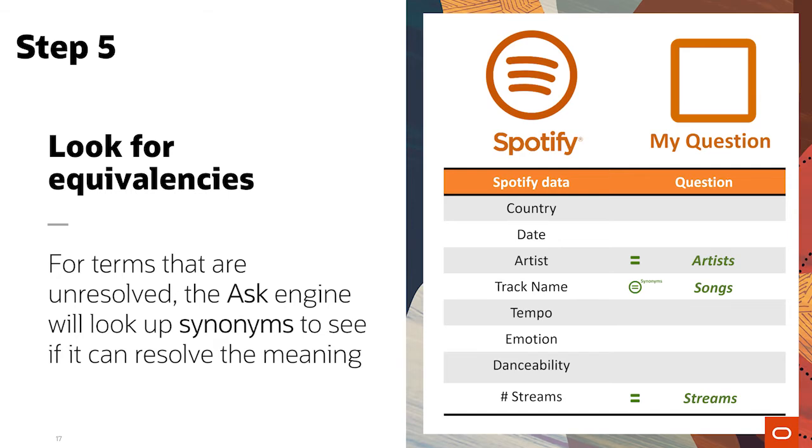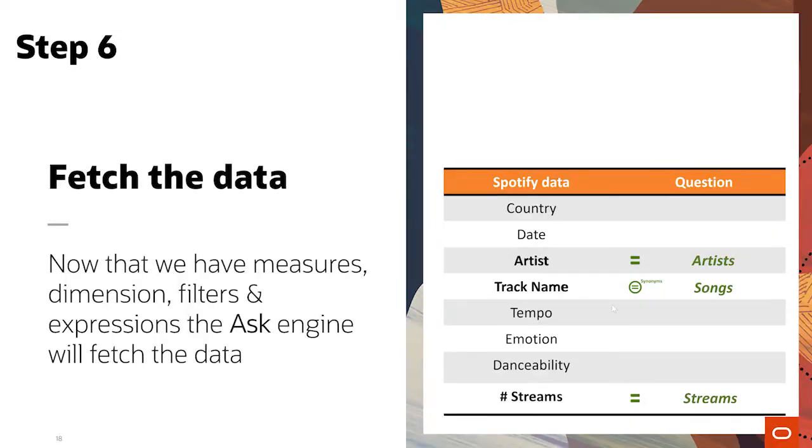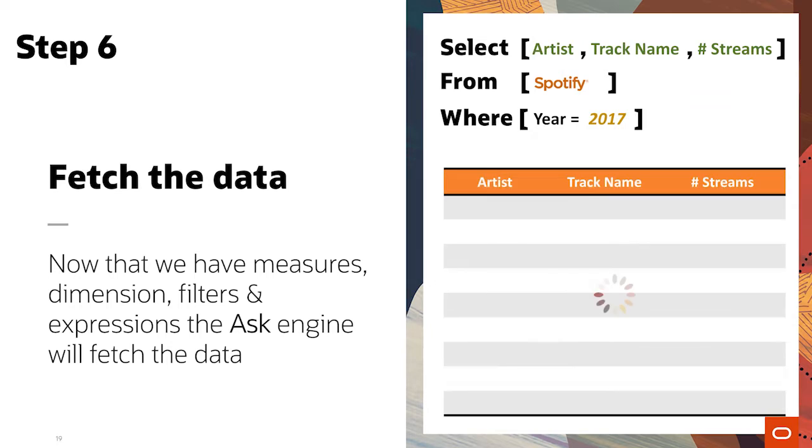And in this instance, we got song is the same as a track name. So the next thing we do, we've now got artist, track name, and streams as part of the Spotify data set. We're going to turn that into a good old SQL statement, logical SQL, as we call it. We can identify the columns and the measures, the data set, of course, and the year filter in this instance.